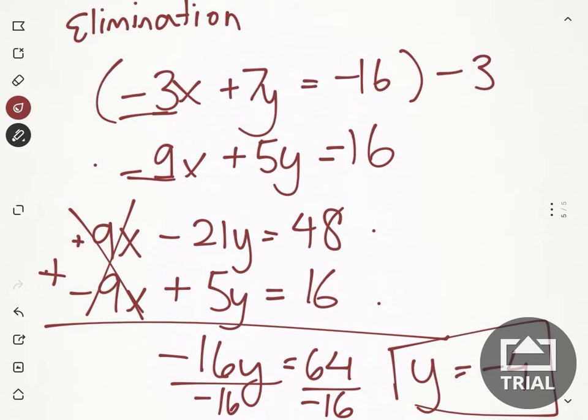But we're not done because we still have to figure out what the x value is. From here, it's pretty simple. It's just a good case of plugging and chugging out an answer.